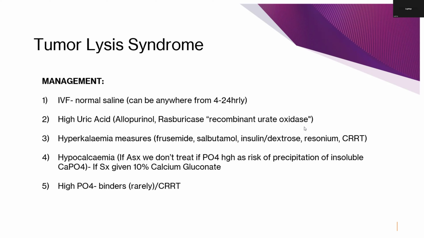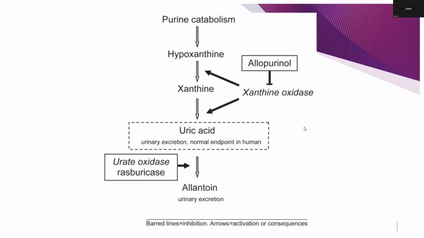I can only think of one time I've given a phosphate binder. It's not that common. And CRRT is just dialysis or hemofiltration. And that may be a handful of times, although there was a patient on the ward at the moment. So this is just to remind everyone that allopurinol acts at a different point to rasburicase.